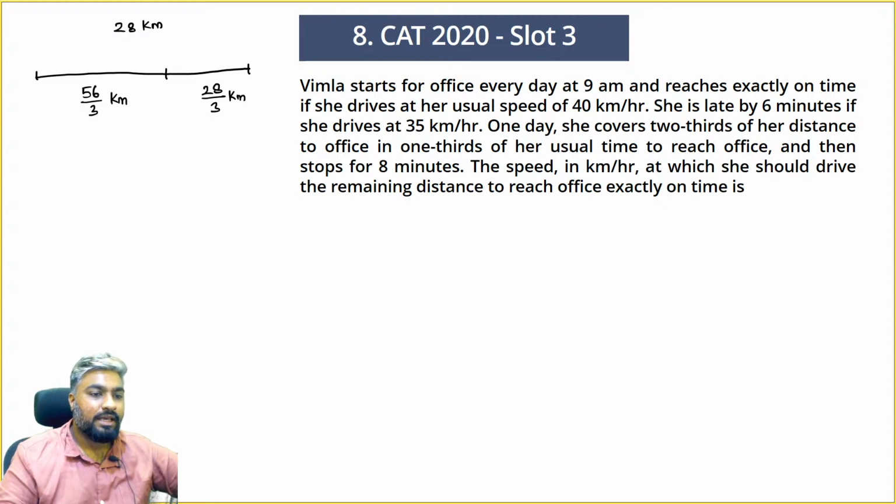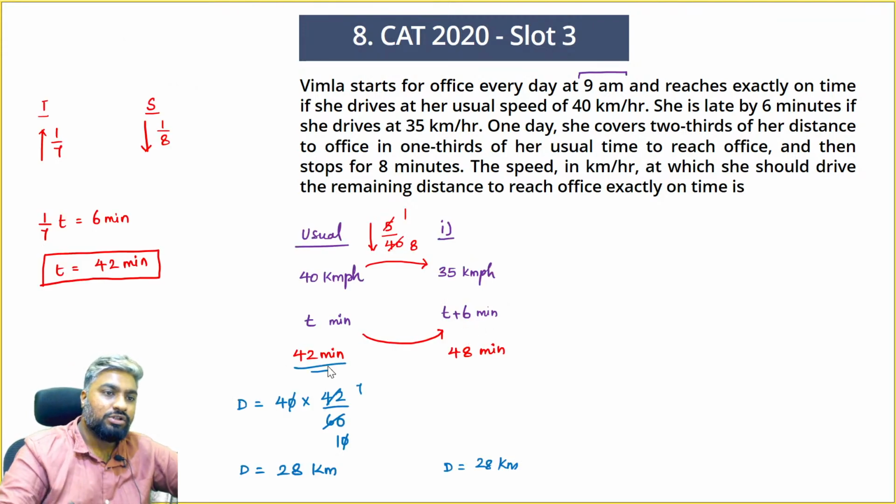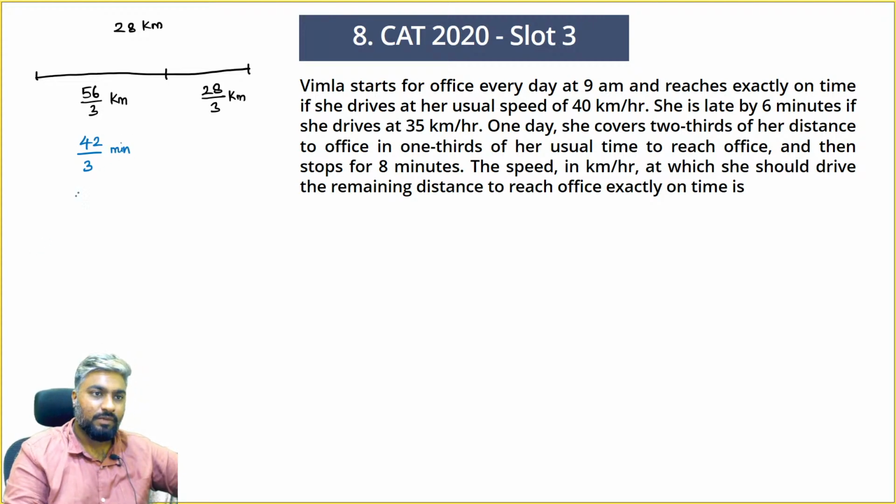Okay, yes, so one day she covers 2/3 of her distance to office in 1/3 of her usual time. Yes, 1/3 of the usual time. Usually she reaches how much? In 42 minutes. Yes, so this time she would have reached how much? 42 by 3 minutes. Clear? Got it? In 1/3 of the time. And then she does what? She stops for 8 minutes.